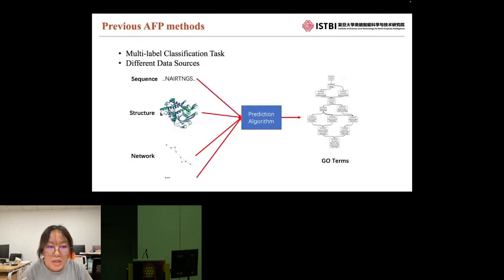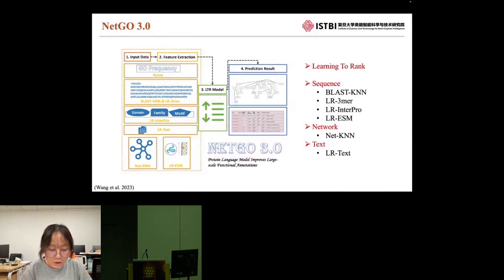The previous AFP methods regarded it as a multi-label classification task and used different data sources such as sequence, structure, and network to predict the GO terms. Another way to solve the AFP problem is to incorporate different data sources. For example, NetGO3 uses four sequence-based methods, one network-based method, and one text-based method, and incorporates them with a learning-to-rank framework, and it achieved state-of-the-art performance.